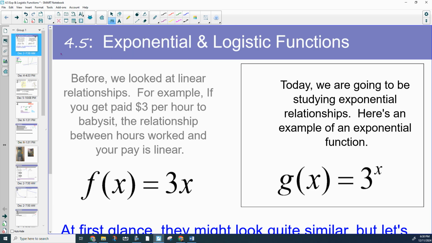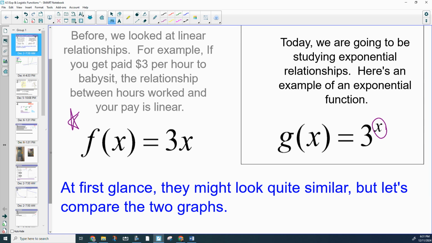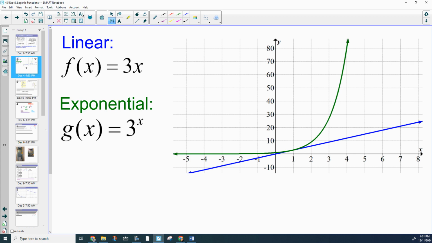So we've already looked at linear functions. That's what these ones were. Now we're going to be looking at exponential. The difference with exponential is that the variable is in the exponent. They may look similar, but they are very, very different. So on the next slide here, we'll see their graphs.